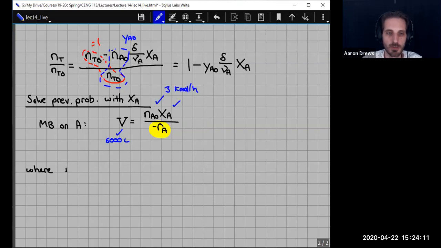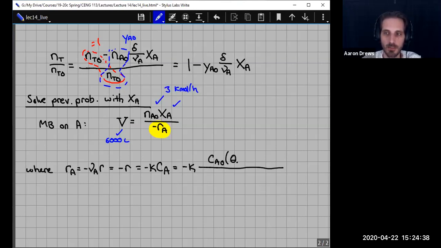So in this expression, R sub A is equal to minus the stoichiometric coefficient of A times R, which is minus R. The rate was elementary, and so we had K C_A. And now we have to write out what C sub A is. It's gas phase, so we need the big one. If we start off with the full version, which is C_A0 times theta A, minus stoichiometric coefficient of A divided by stoichiometric coefficient of A, X_A. All of that divided by 1 minus, oh, did I forget my, no, it's on there. 1 minus Y_A0 times delta over stoichiometric coefficient of A, X sub A, and then our ratios for temperature and pressure.